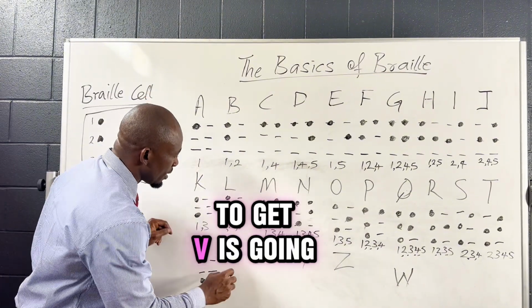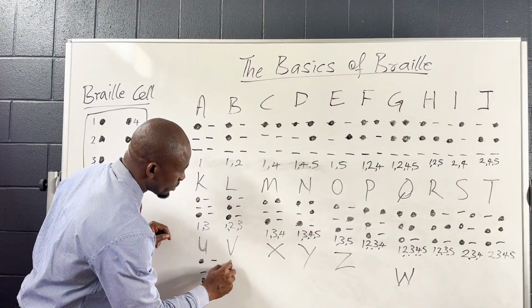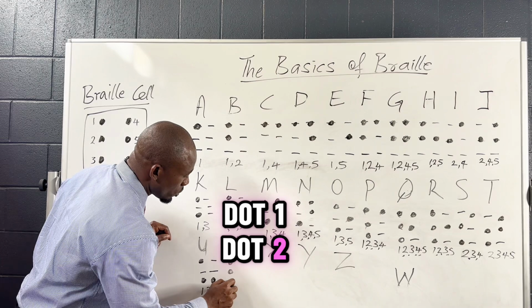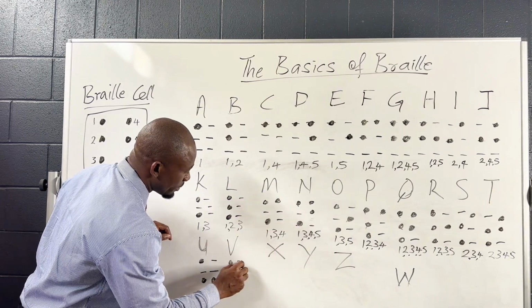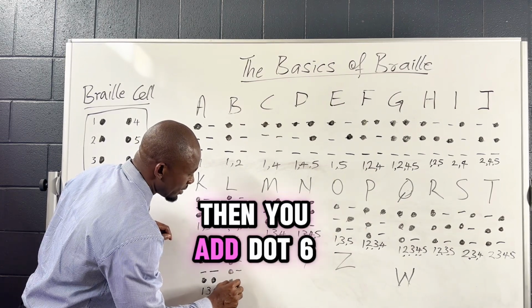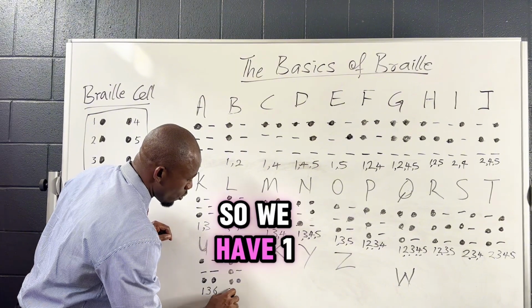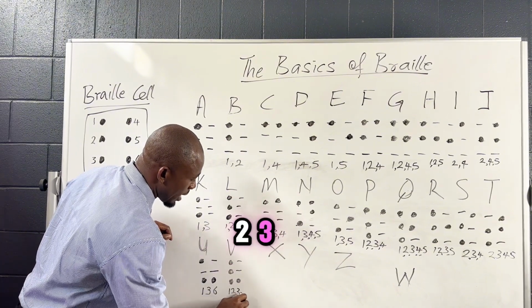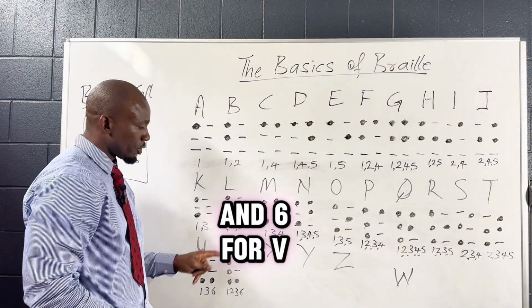To get V, it is going to be dot 1, dot 2, dot 3. Then you add dot 6. So we have 1, 2, 3, and 6 for V.